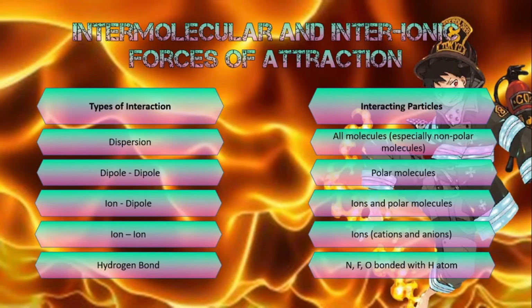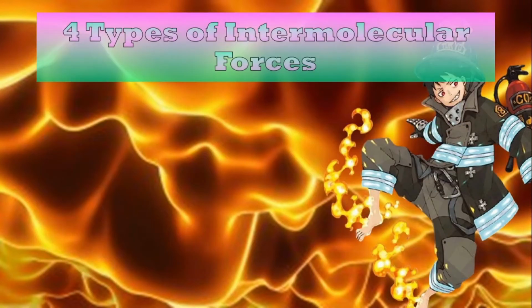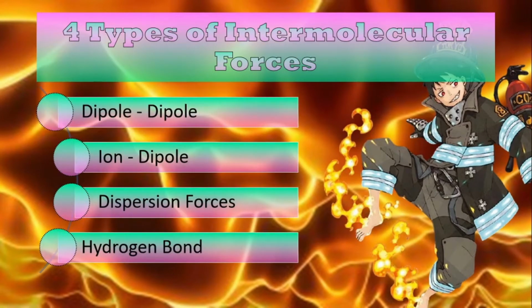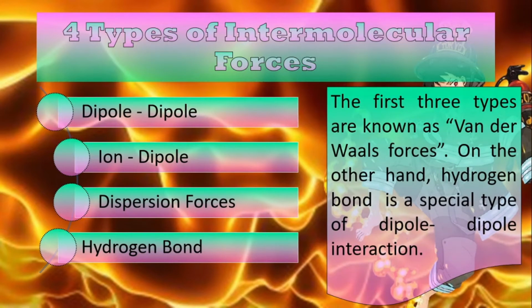Last is the hydrogen bond. Interacting particles include nitrogen, fluorine, and oxygen bonded with a hydrogen atom. So there are four types of intermolecular forces. First is the dipole-dipole. Second, ion-dipole. Third, dispersion forces. Fourth, hydrogen bond. The first three types are known as van der Waals forces. On the other hand, hydrogen bond is a special type of dipole-dipole interaction.